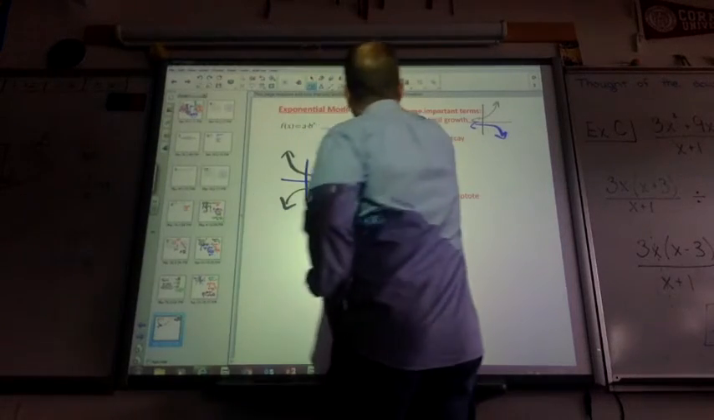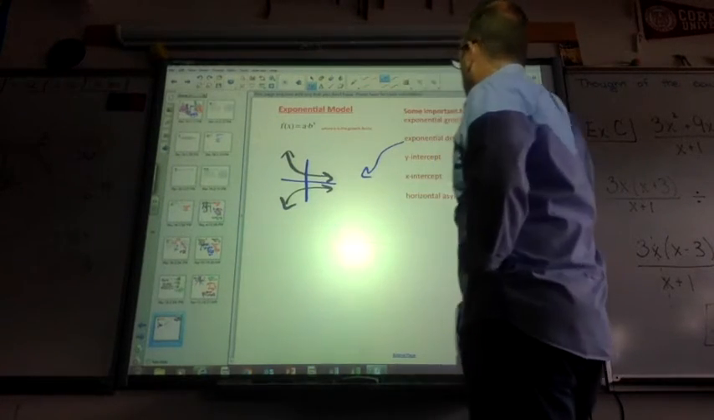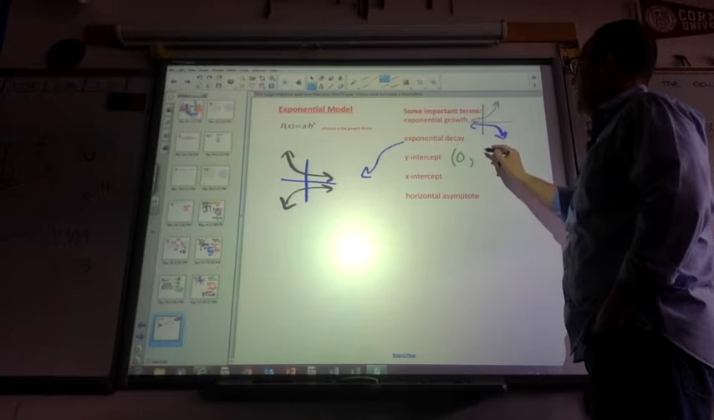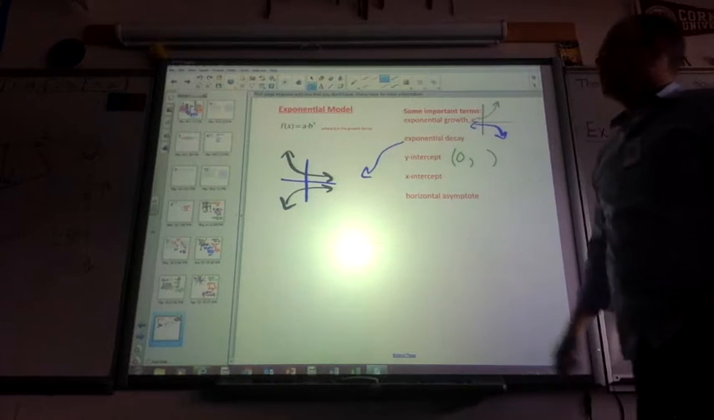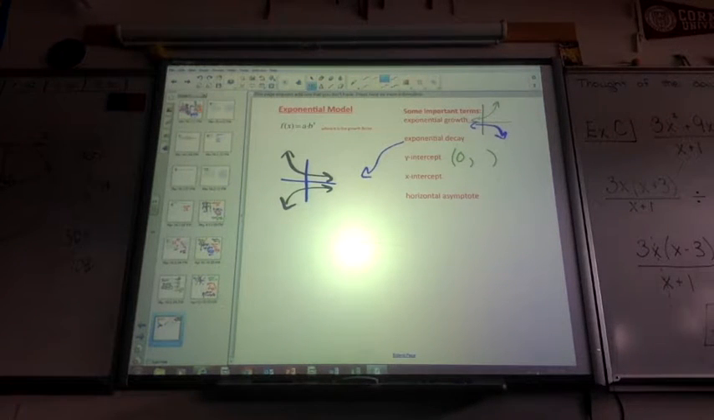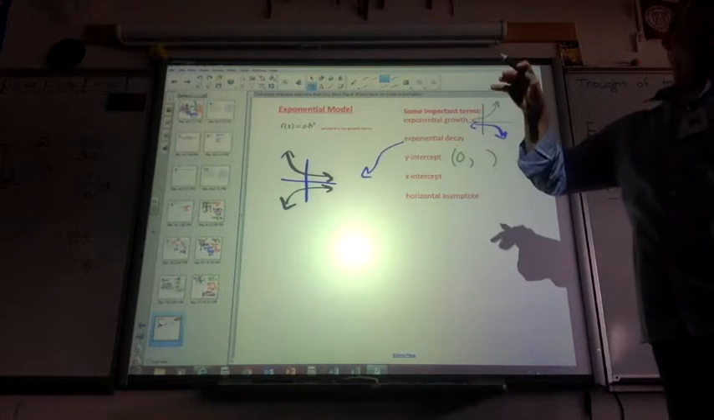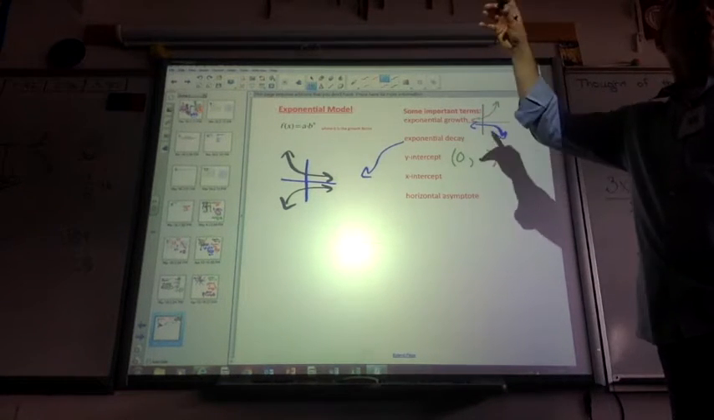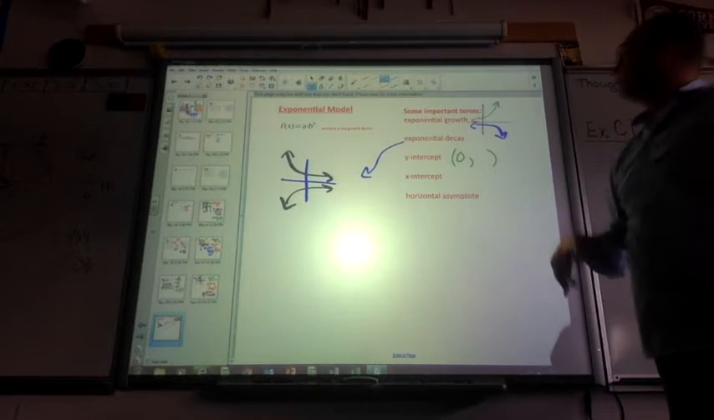The y-intercept: I'm going to plug 0 in for my x. So if you had b to the 0 power, that is equal to? Thank you for saying 1. If you raise a number or a letter to the 0 power, your answer is always 1.